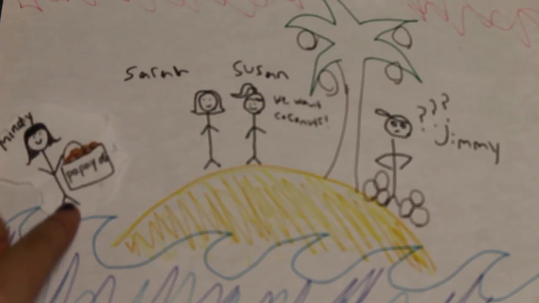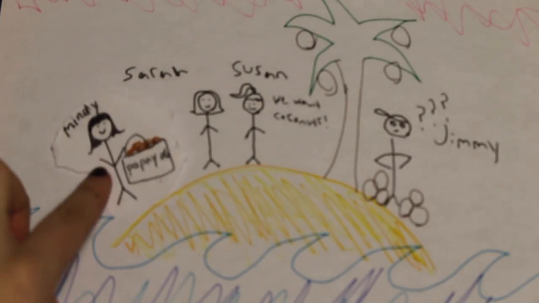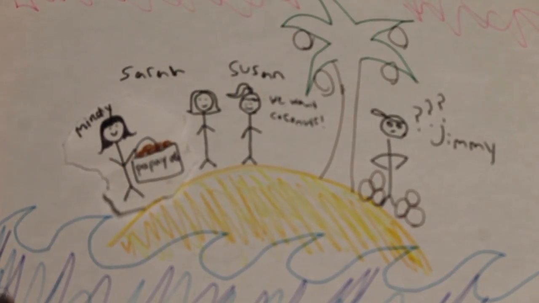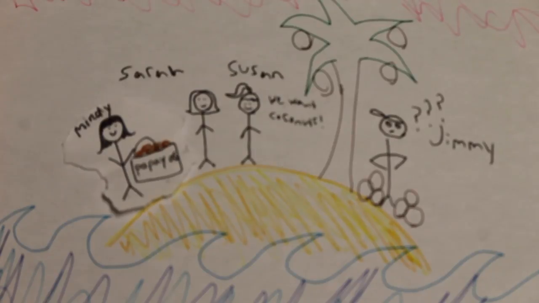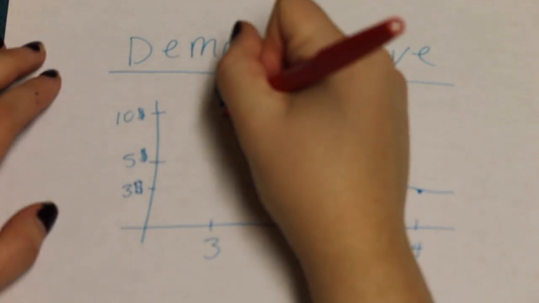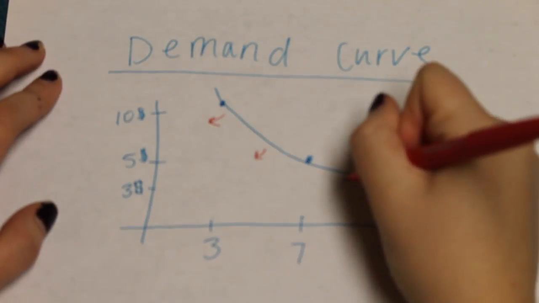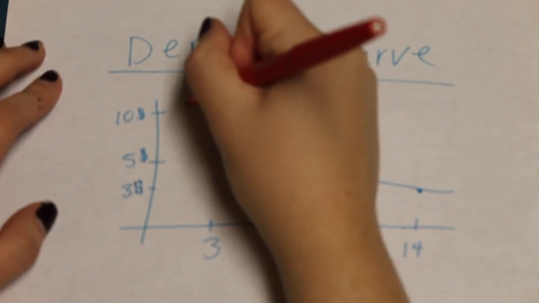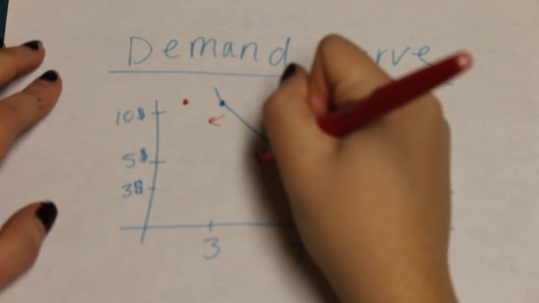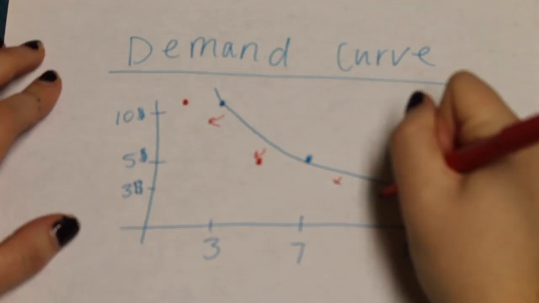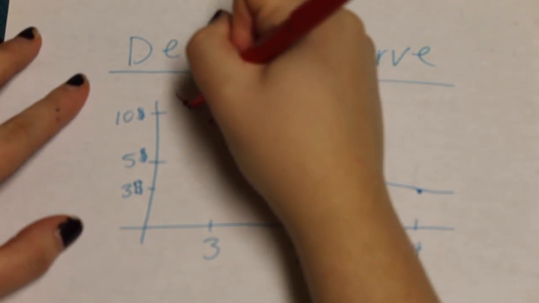An example of a substitute good could be a girl named Mindy bringing papayas to our island. The competing product lowers the demand for coconuts on the island. Here we have a demand curve showing the effects of a determinant of demand, such as Mindy's arrival with the papayas introduced to our market.